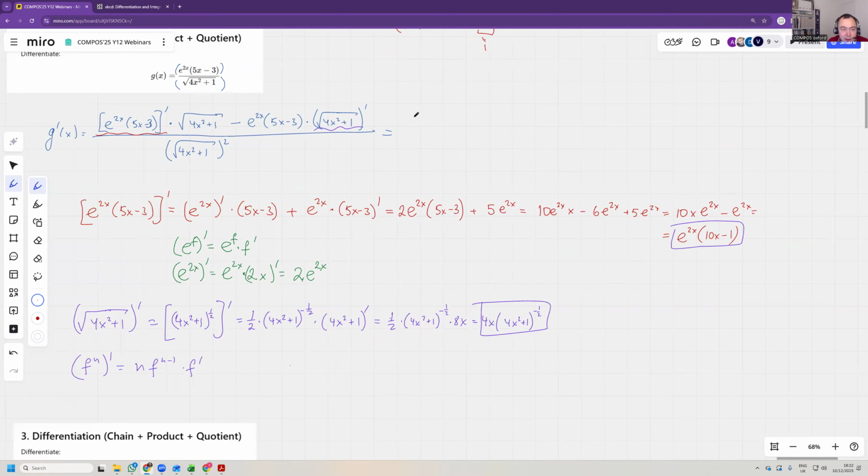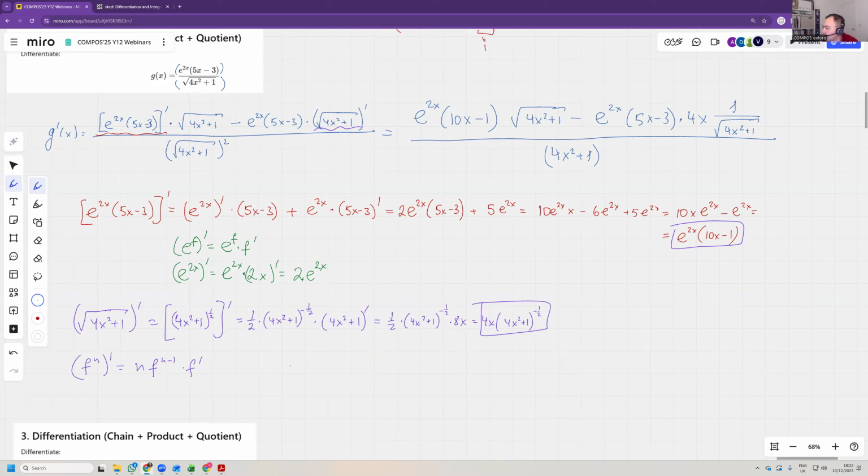So that is e to the power 2x, 10x minus 1, square root of 4x squared plus 1, minus e to the power 2x, 5x minus 3, multiplied by 4x. And this is just 1 over square root of 4x squared plus 1, all over 4x squared plus 1, because this square root goes away. And we're going to keep it that way.